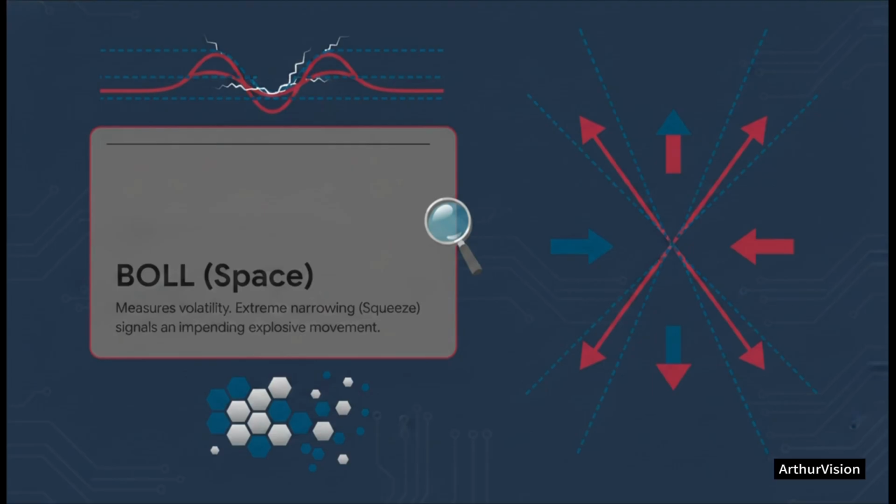When you see these bands undergo extreme narrowing, what we call a squeeze, it means market volatility has literally dropped to historical lows. The chips are highly concentrated, the bands are essentially storing energy, like a tightly coiled spring, signaling that an explosive movement is imminent. When those bands finally violently expand, a one-sided trend is officially underway.